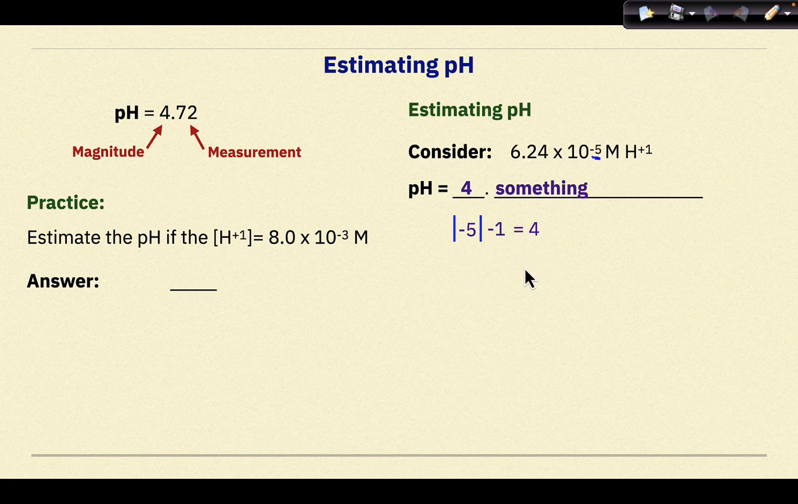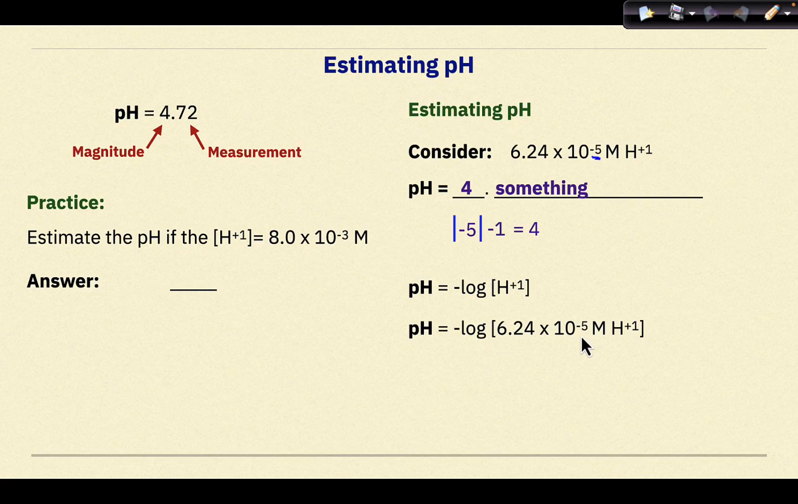Now if we wanted to do a calculation to figure out what these numbers are, we need to take the formula pH is equal to the negative log of the hydrogen ion concentration. So we'd take our hydrogen ion concentration right here and plug it into our formula. So pH is equal to the negative log of 6.24 times 10 to the negative 5 molar. And then we'd complete that calculation and find that our pH is 4.20. So the number of significant figures here matches the number of significant figures in our original concentration of hydrogen ions.